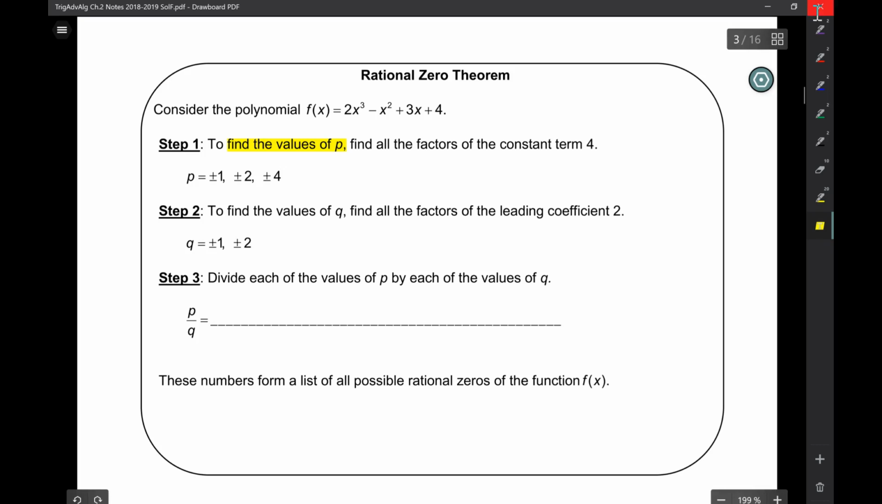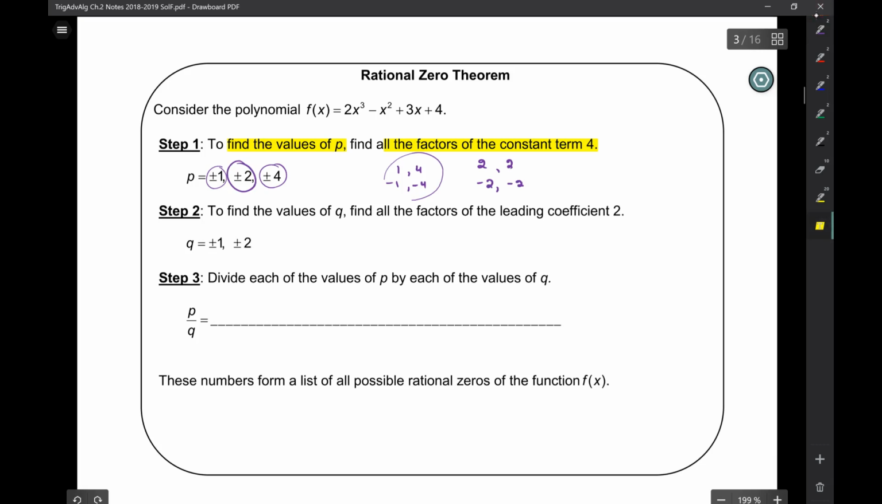What we do is we find all the factors of the constant term 4. So this number, all the factors of 4. So what are the factors of 4? How do you multiply to get 4? You could do 1 times 4, right? Or you could do -1 and -4. Which means how do you write it? You could do plus or minus 1, plus or minus 4. How else could you get a 4? 2 times 2, or -2 times -2. So you could do plus or minus 2. All right, so those are the factors of 4.